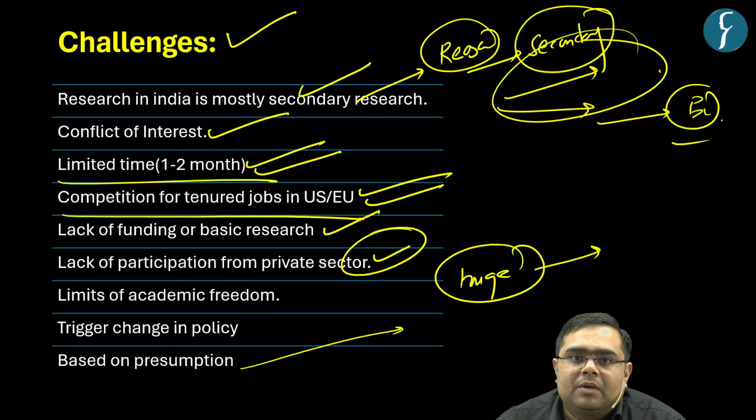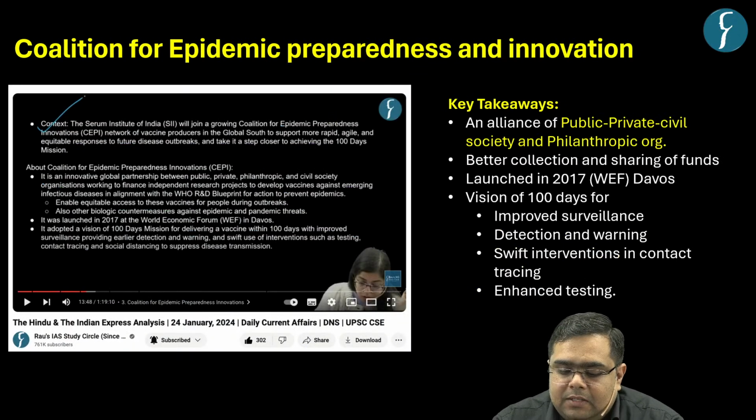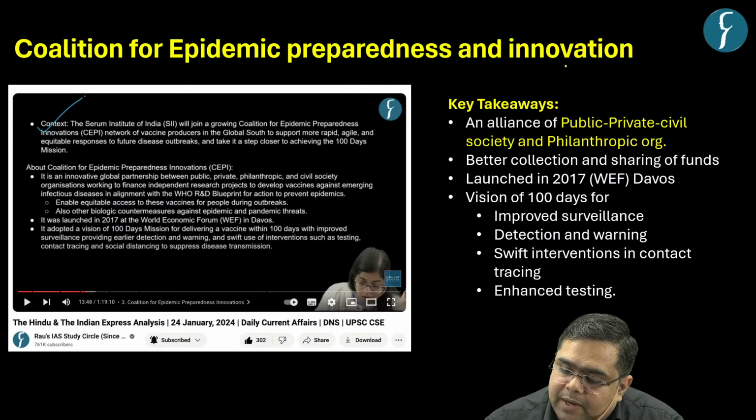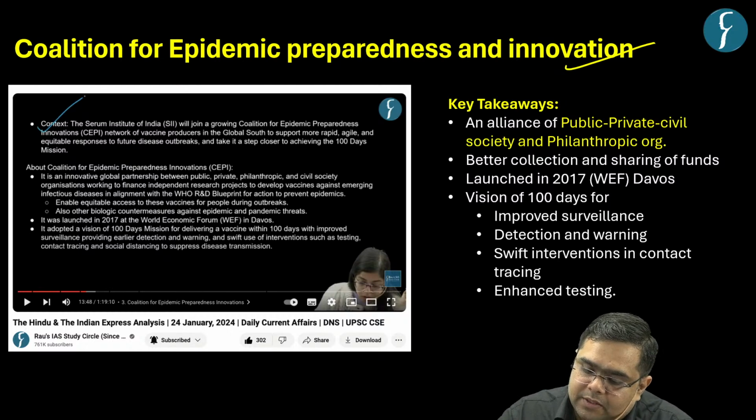So this is a presumption, but another part of this presumption is that he has got a life over there. He has got a tenure to look for in that particular country, and so he might not be that much incentivized to stay back in India. So these are the challenges with respect to these schemes, right? Then the next issue was with respect to the Coalition for Epidemic Preparedness and Innovation. The key takeaway points are: this is the CEPI initiative.